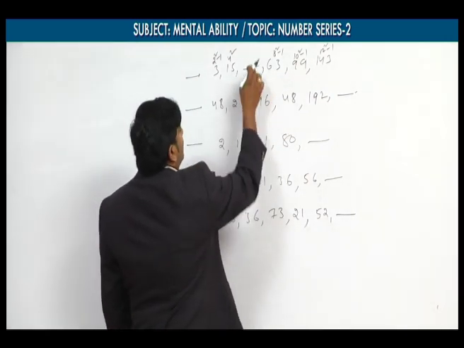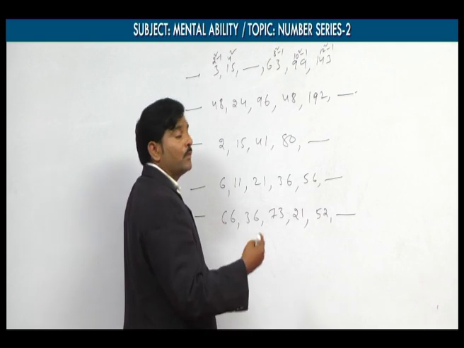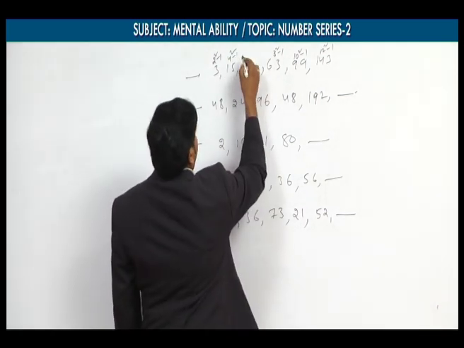To get the required number, what will you do? 2, 4, next even number is 6. What does it mean?